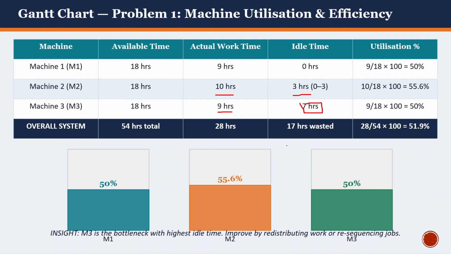So the total hours being wasted are these. We have utilized 28 hours and 17 hours are being wasted. So the overall equipment utilization comes out to be around 51.9%. This is the machine utilization and efficiency chart that you will usually obtain once we do the analysis from the Gantt chart. This is known as the overall equipment efficiency.